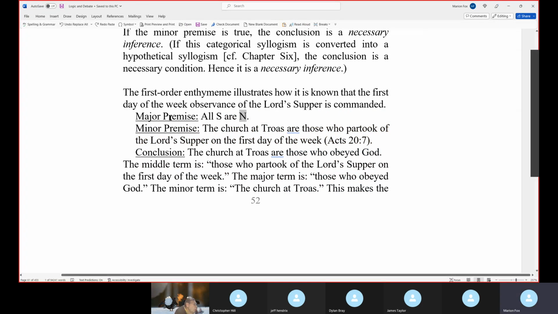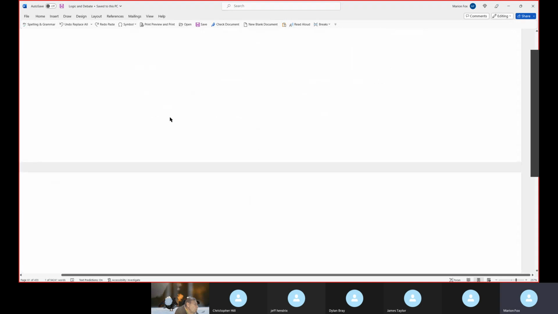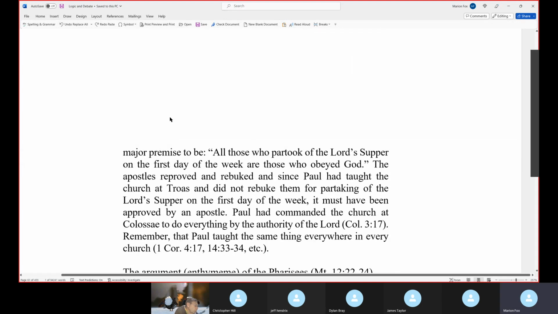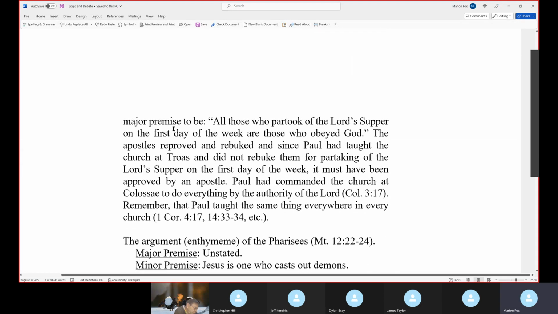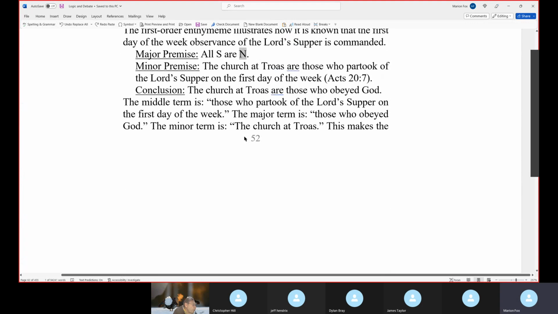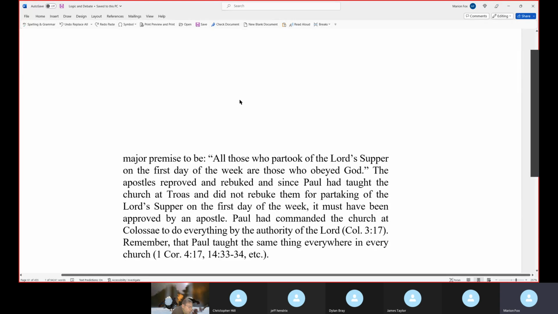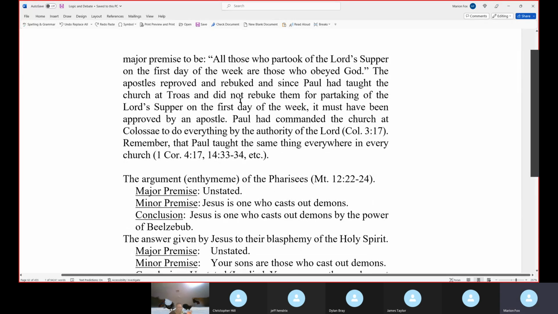Okay, now, so our conclusion is all those who took the Lord's Supper on the first day of the week are those who obeyed God. So all those who partake of the Lord's Supper on the first day of the week are those who obeyed God. Well, that's telling us that God has commanded that. That's by implication. Now, let's look at Colossians 3:17.